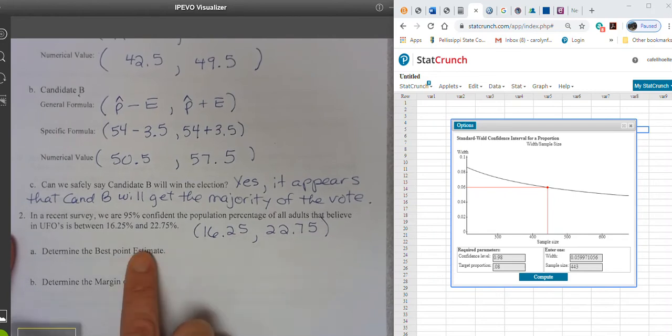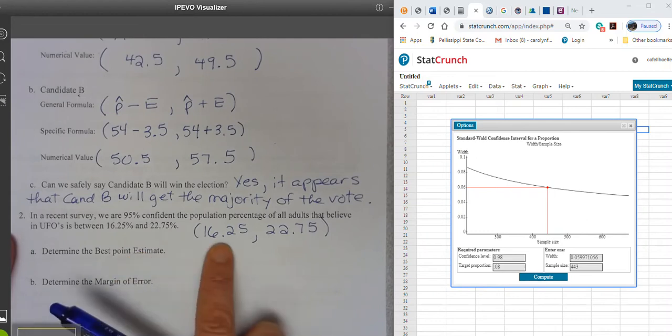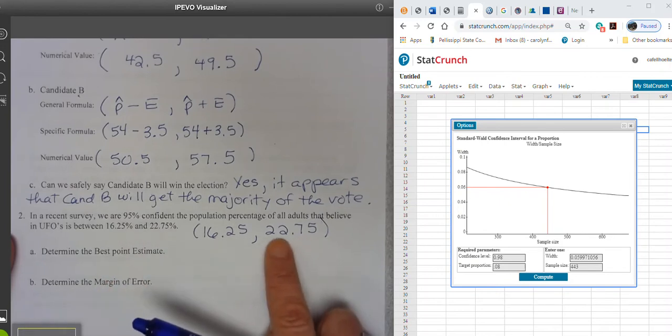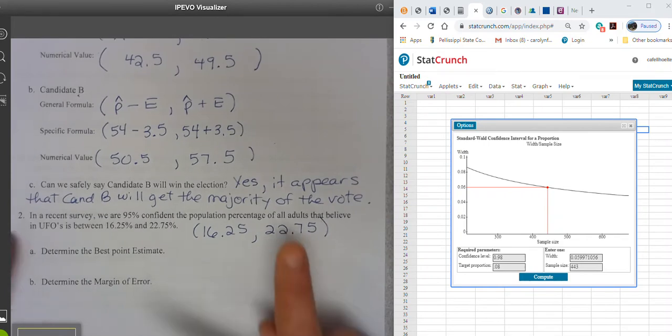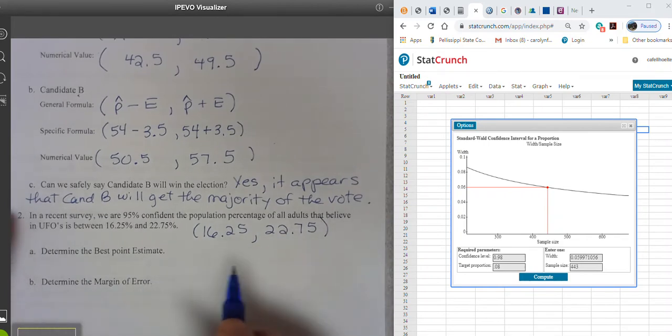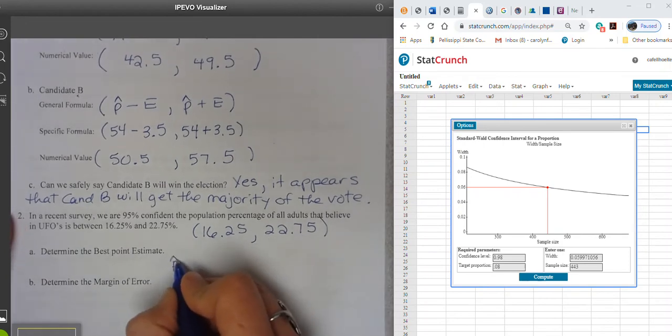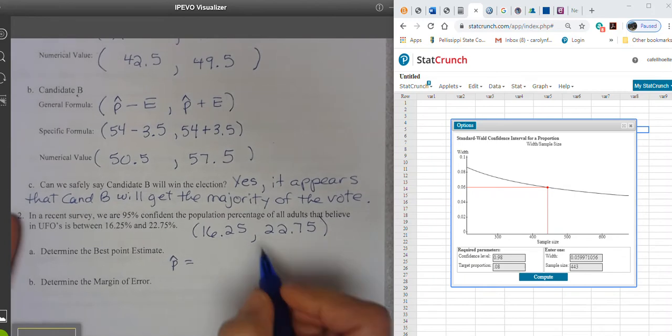In other words, we had a p-hat. We subtracted a margin of error to get this value. And then we also had a p-hat, a best point estimate, and we added on the margin of error to get this value, the 22.75. So the math of this, the way we can figure out what our p-hat was, is we can use this formula here, but we're finding the middle value.